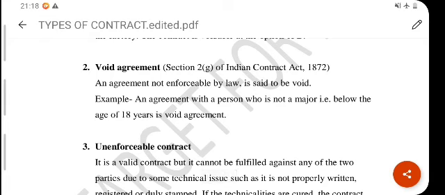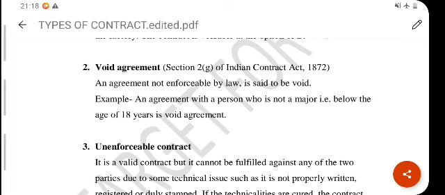Now, second is void agreement. It is defined under section 2G of the Indian Contract Act. We often make the mistake of writing that void agreement is void contract. There is nothing as void contract, because it is a void agreement. The agreement not enforceable by law is said to be void. For instance, an agreement with a person who is not a major, that is below the age of 18 years, is a void agreement.